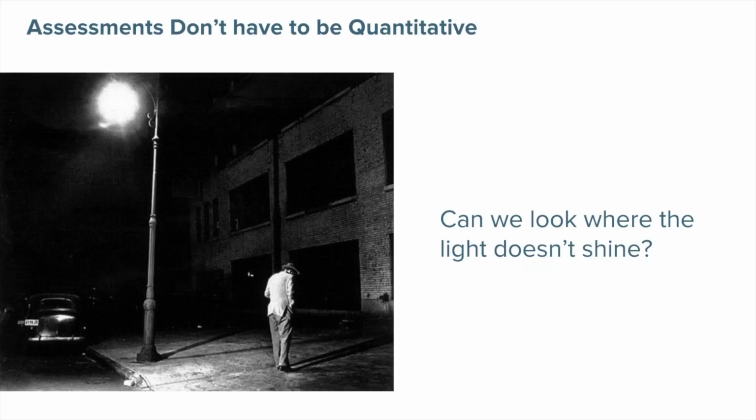And unfortunately with assessments, the problem is that there are a lot of things that just can't be measured or can't be reliably measured. So the question is, can we look where the light doesn't shine, or can we be more creative about different kinds of light?